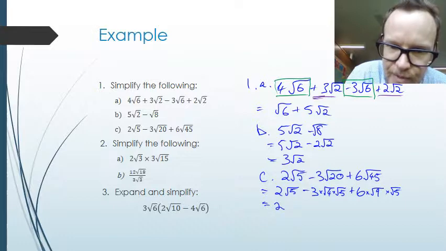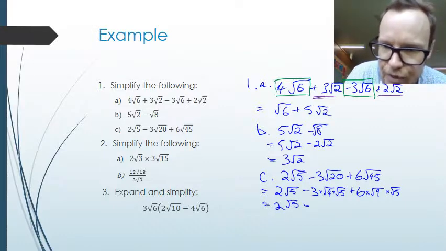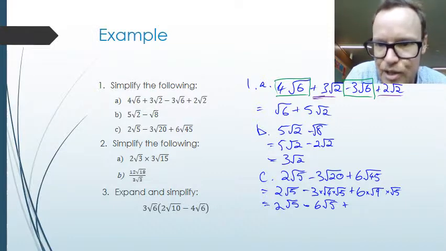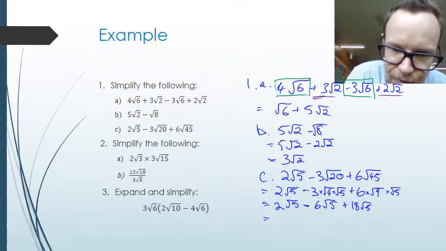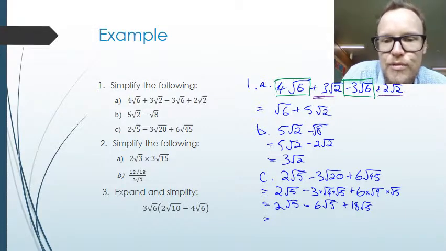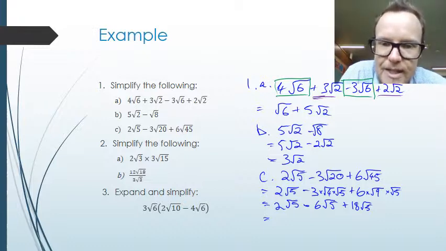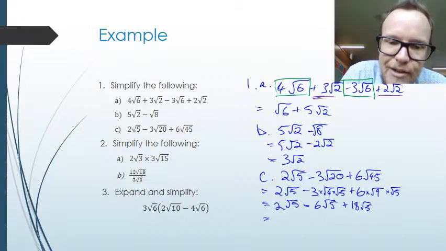So simplifying this, we get 2 root 5 minus 3 times root 4, which is 2, so it's 3 times 2 is 6, 6 root 5, plus, and we get 6 times 3, which is going to be 18 root 5. And then we simplify all of this. So we've got 2 root 5's, we take away 6. That's the same as negative 4 root 5's. Negative 4 plus 18 is going to be 14 root 5 for 1C.